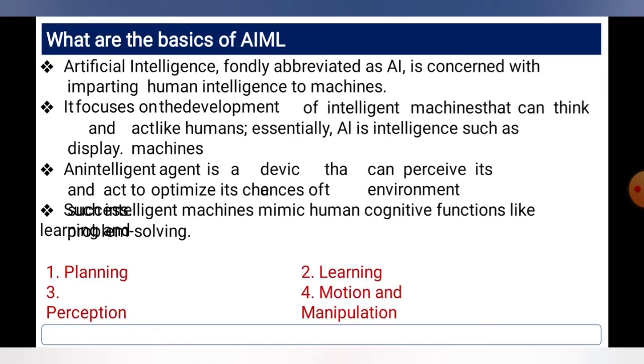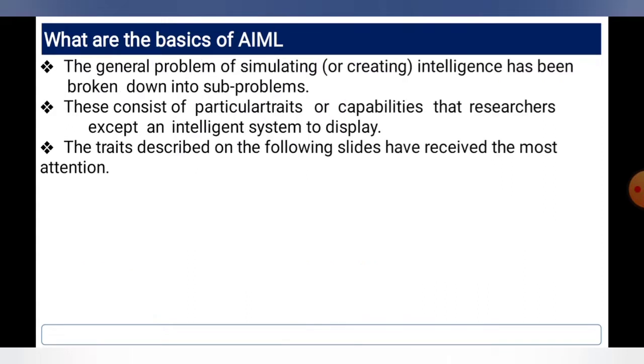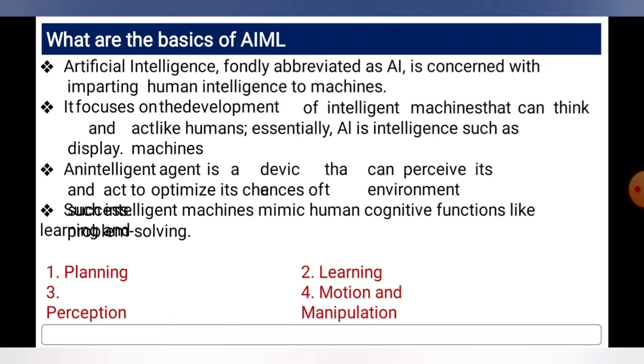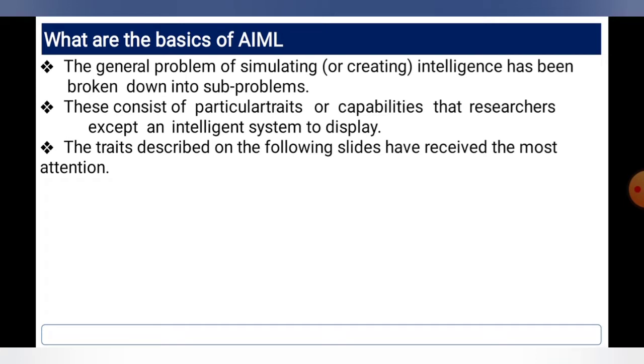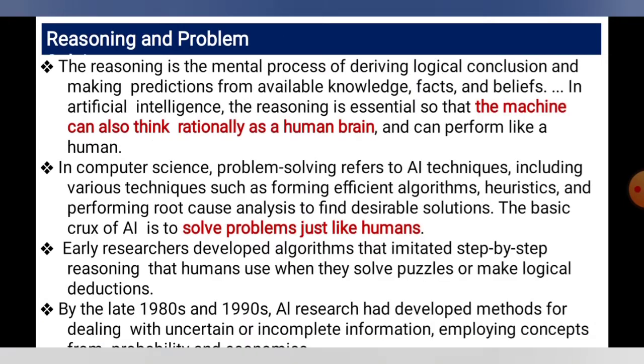Coming back to the next slides, what are the basics of AI/ML? That we already know: planning, learning, perception, motion, manipulation. The general problem of creating intelligence has been broken down into sub-problems. This is how they process. This consists of particular sub-capabilities that researchers expect intelligent systems to display. The traits described on the following slides have received the most attention. So this is what the basics of AI/ML are, which we already went through.